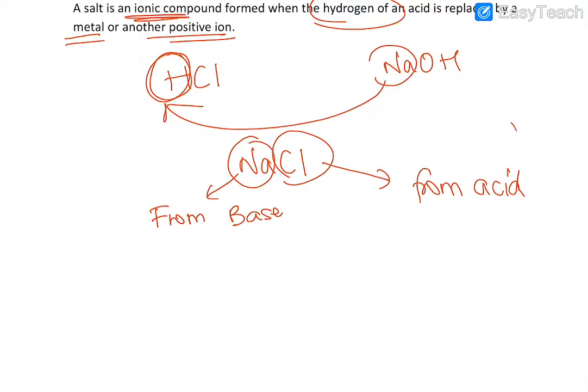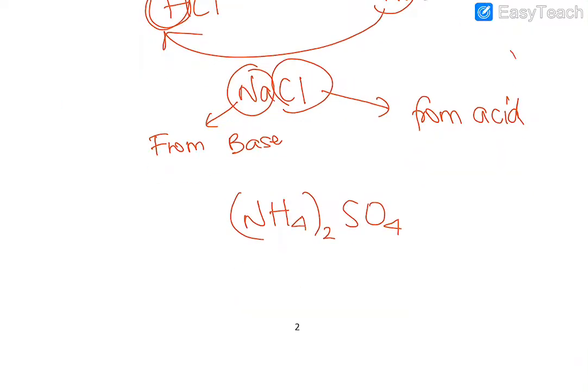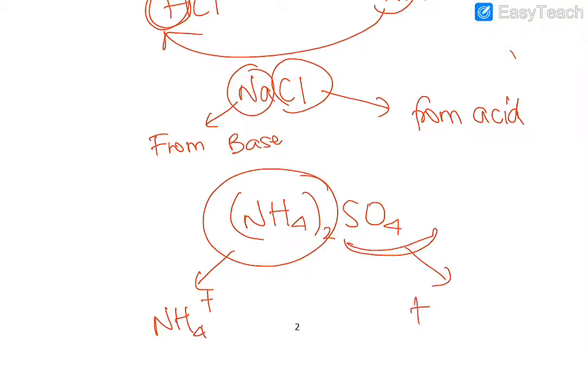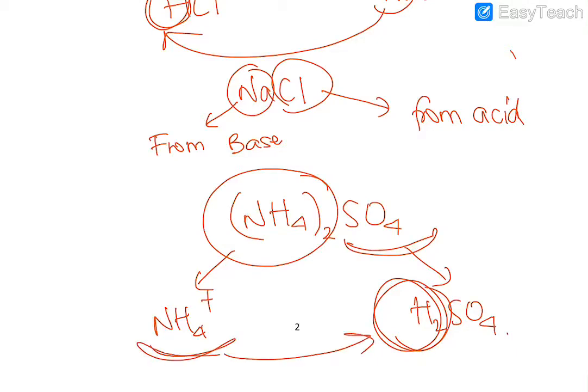Similarly, you could have ammonium sulfate. Now ammonium sulfate is from an ammonium salt, so you have the NH4 plus positive ion from an ammonium salt. Sulfate is from sulfuric acid. So the hydrogen of the acid is replaced by a positive ion.